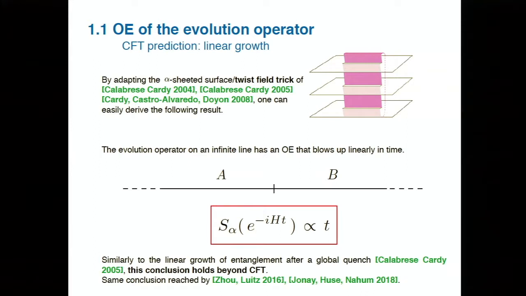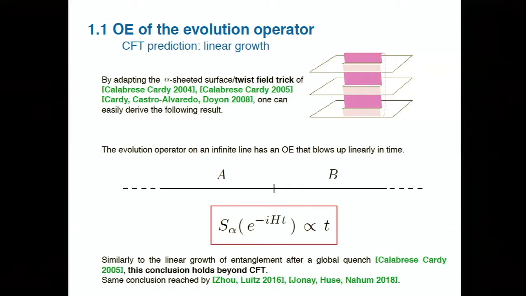And so this comes out of the CFT calculation, but in fact, similarly to the case of the linear growth of entanglement after a global quench that was first pointed out by Pasquale and John Cardy, which turned out to be much more general and be a conclusion that was valid much beyond CFT. This generic linear growth seems also to be true in many other systems, so not just CFT, and this was also observed by other people, especially in this paper by Adam Nahum and collaborators.